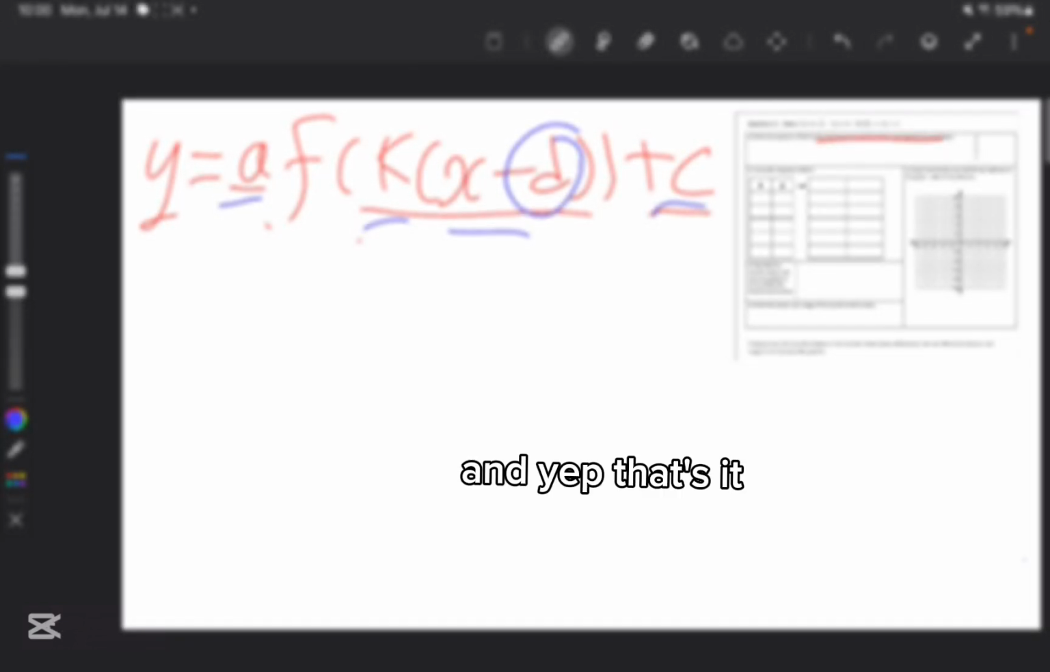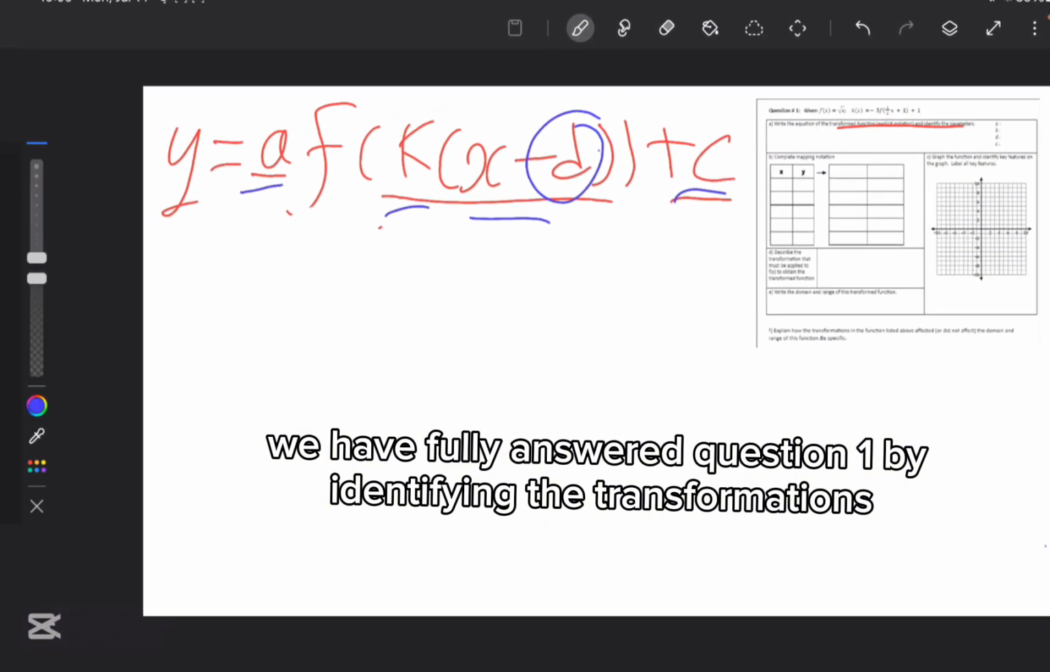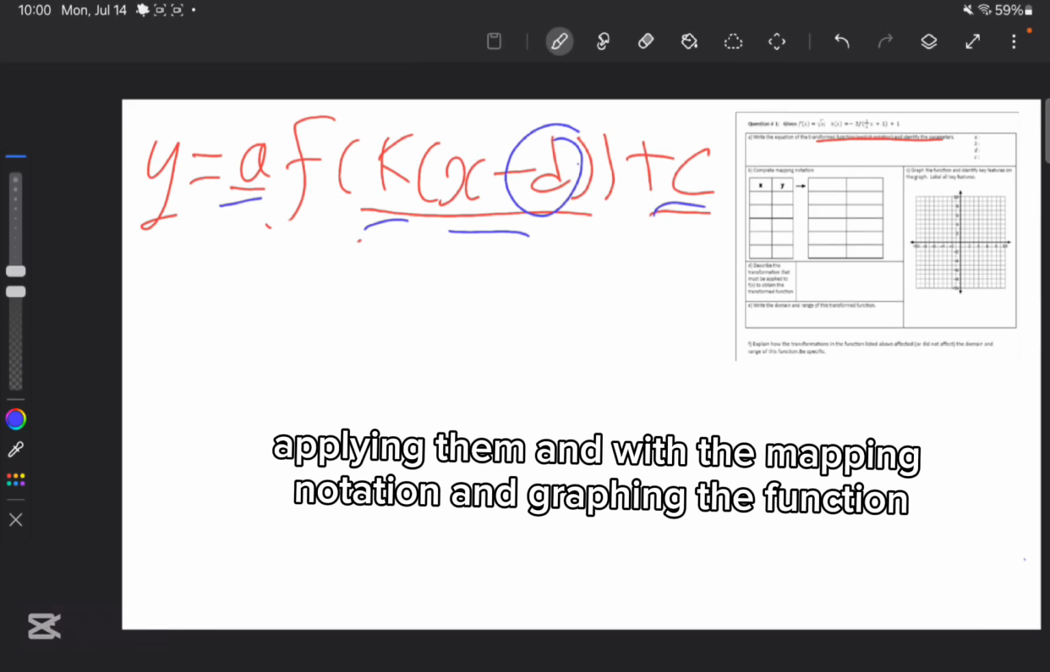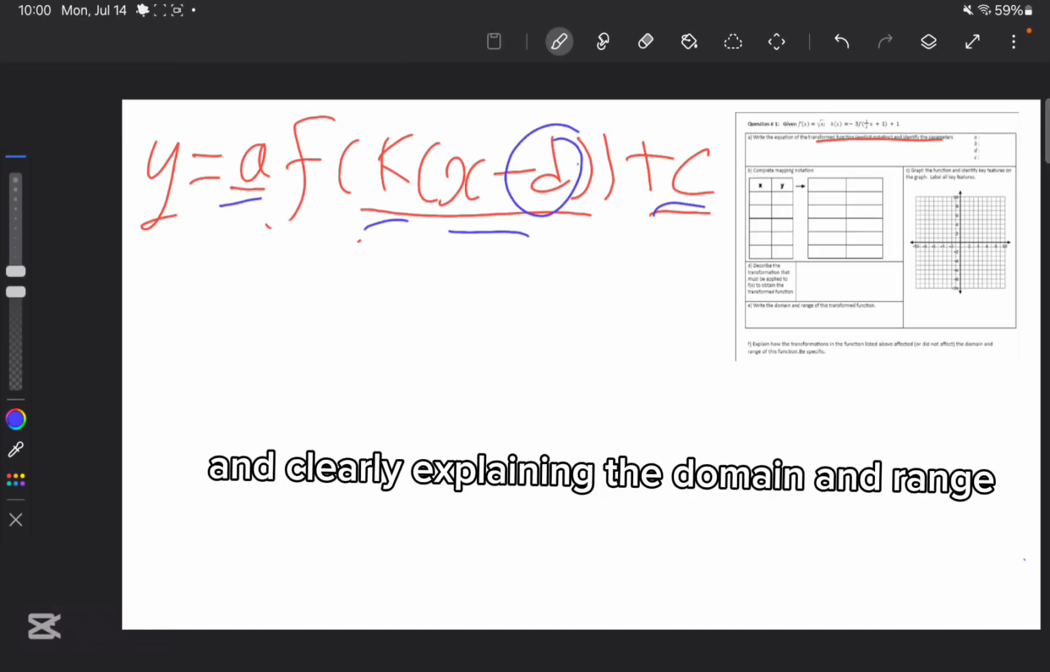And yep, that's it. We have fully answered question 1 by identifying the transformations, applying them with the mapping notation, graphing the function, and clearly explaining the domain and range.